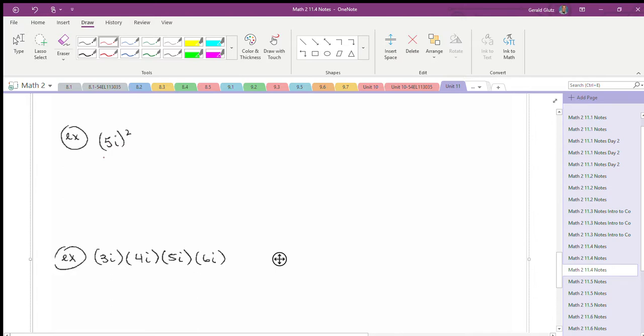So 5i squared, that means I have 5 squared times i squared. So 25 times negative 1, which is negative 25.